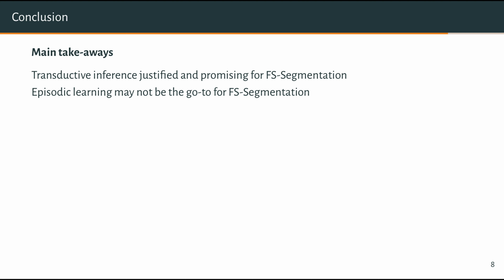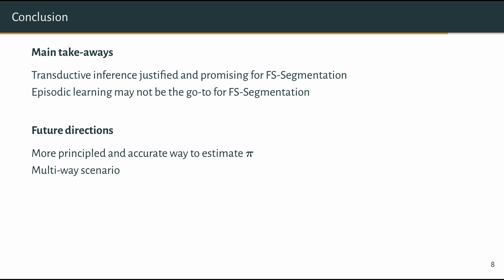And second, that episodic learning needs not be the best way to tackle few-shot in general, as we demonstrated with our method. So in the future, we hope that the research community could tackle and try to propose new methods to estimate in a more principled and accurate way our parameter pi, and perhaps extend our work to multi-way scenarios.